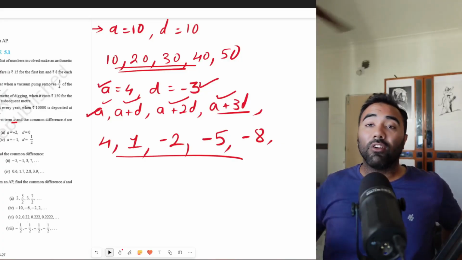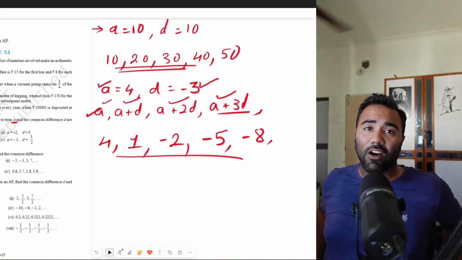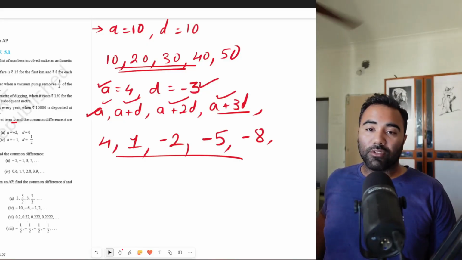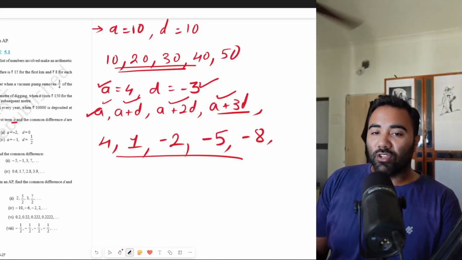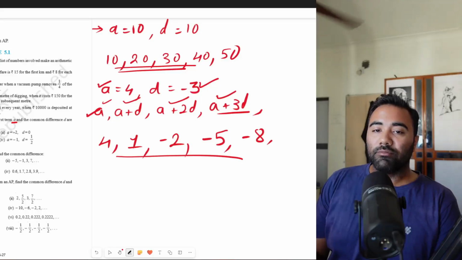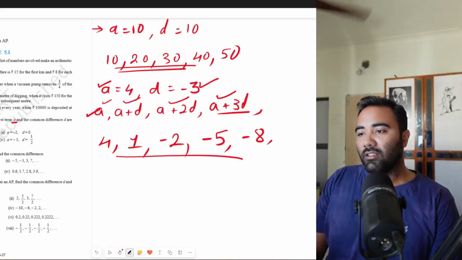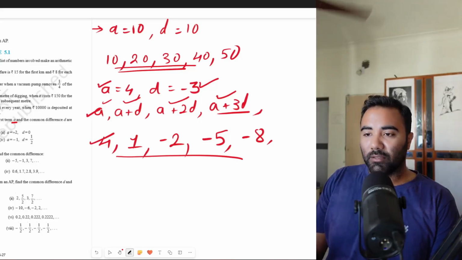Keep in mind, the common difference does not necessarily have to be positive. It can be negative, it can be positive. It depends on the question given. Over here, the common difference was given as negative, so I kept on subtracting it, and this is again an AP.